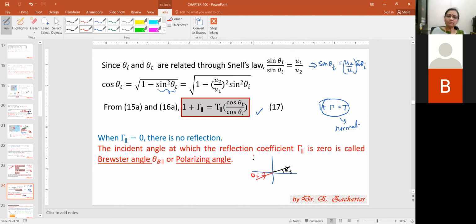No reflection is happening means tau parallel, gamma parallel, is 0. Now when will this happen? This will happen whenever theta I is equal to an angle called the Brewster angle. Have you heard of Brewster angle?